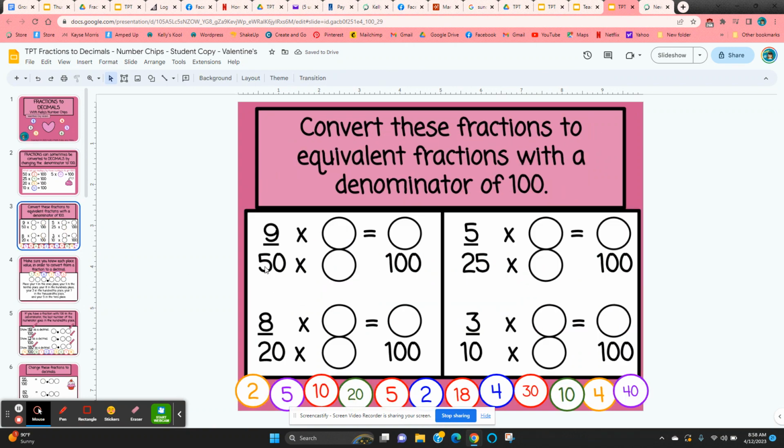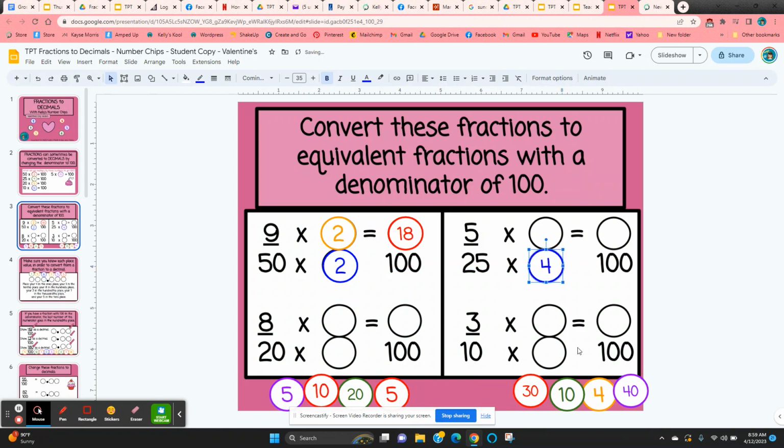Now on slide 3, they're going to be changing these fractions to equivalent fractions with 100 in the denominator. So they know that they have to multiply 50 times 2. That means they also have to multiply 9 times 2, and that gives them an equivalent fraction of 18/100. On the next one, they know they have to multiply 25 times 4, so that means they have to also multiply 5 times 4, and that gives them 20 hundredths, and so on. And again, they will use every single number chip.